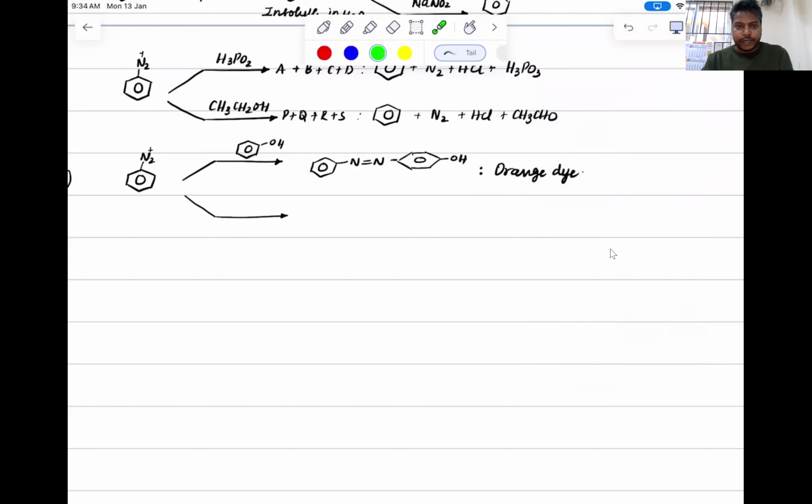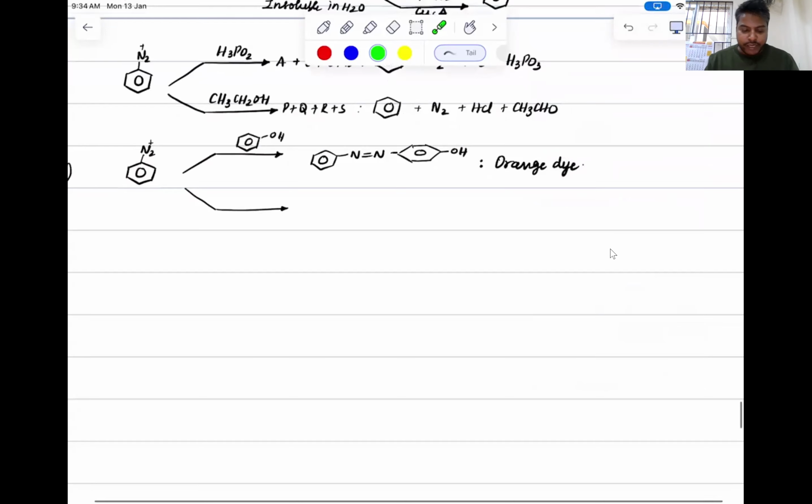Sorry, let's go ahead. This one gives orange color dye.